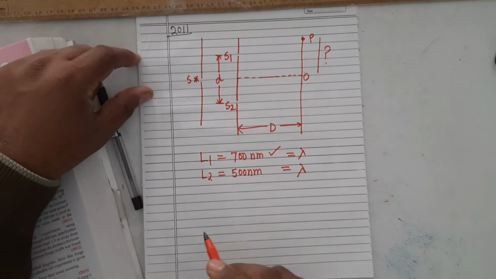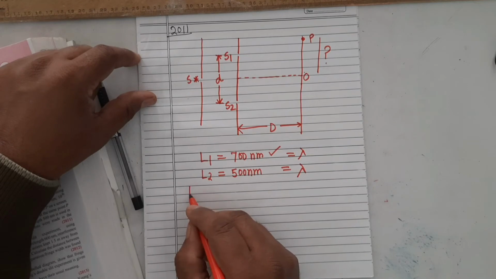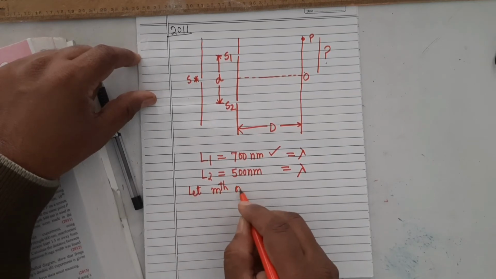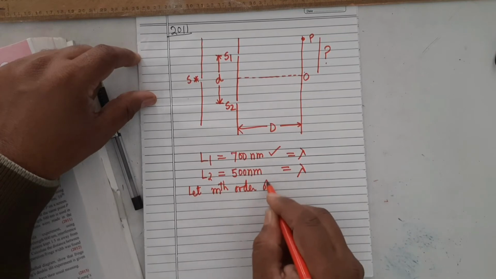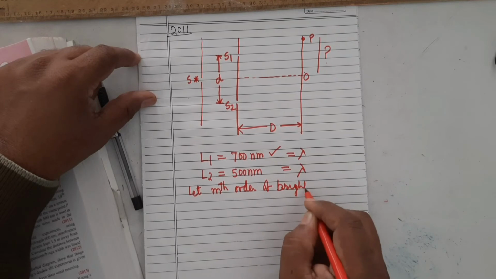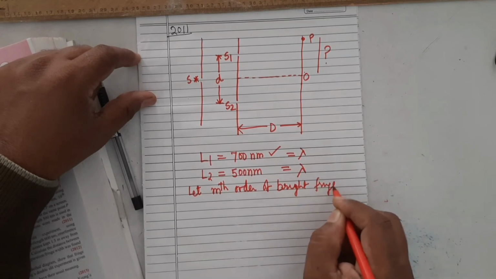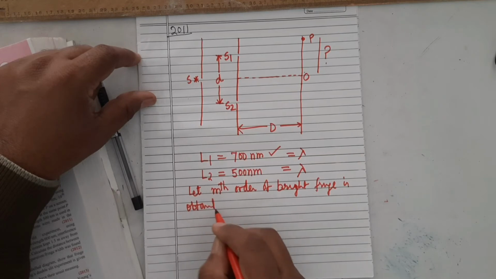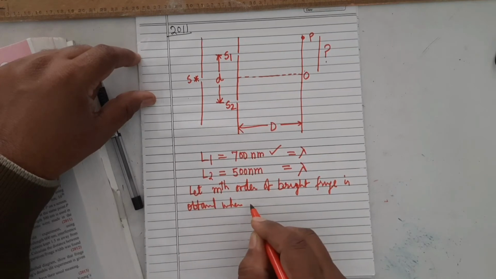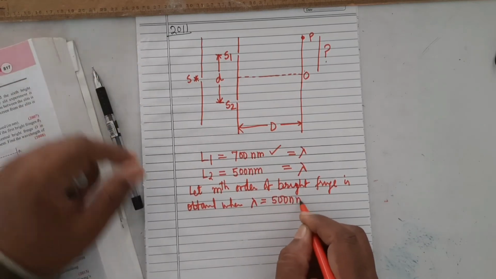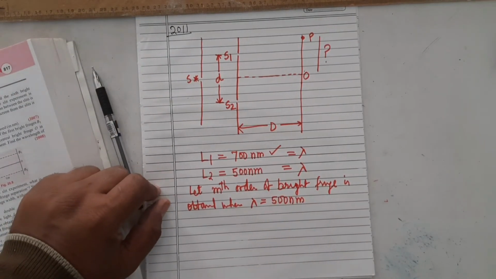It's clear. So you assume let mth order of bright fringe is obtained when lambda equals 500 नैनोमीटर.